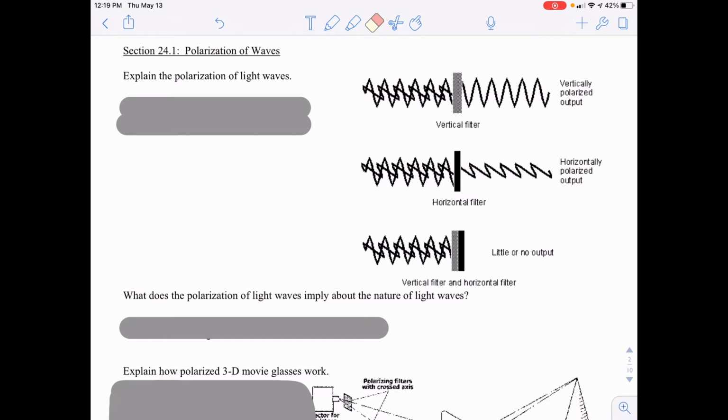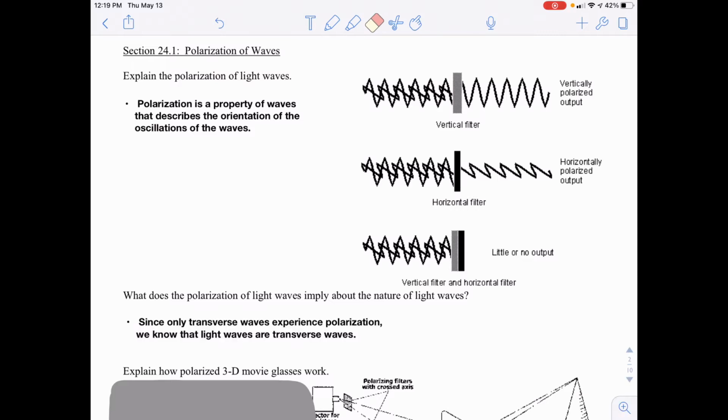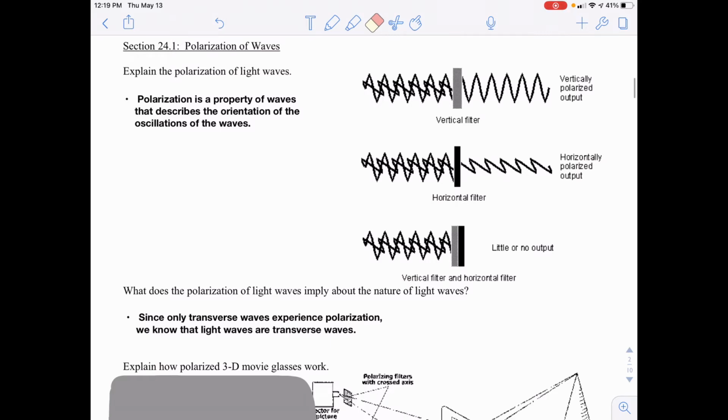And so polarization, again, just refers to waves vibrating in very specific directions. And polarization, of course, is the property of those waves that describes the orientation of those oscillations. So what does this imply about the nature of light? Well, since only transverse waves experience polarization, we therefore have evidence that light waves are indeed transverse waves.